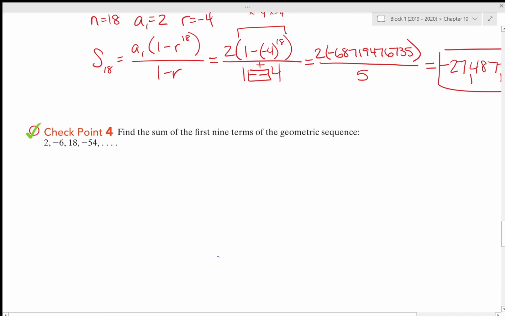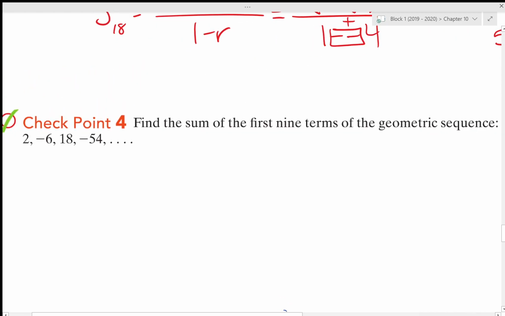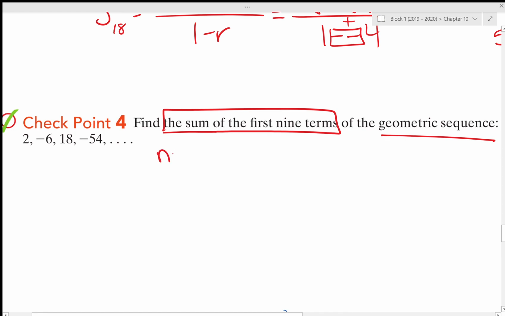Okay, I hope you paused the video. If not, pause now, try it. If you did, let's get started. So, I want to find the sum of the first 9 terms in the geometric sequence. So, n is 9, my first term is 2. My common ratio, if I look, the pattern is going to be 2 times negative 3.